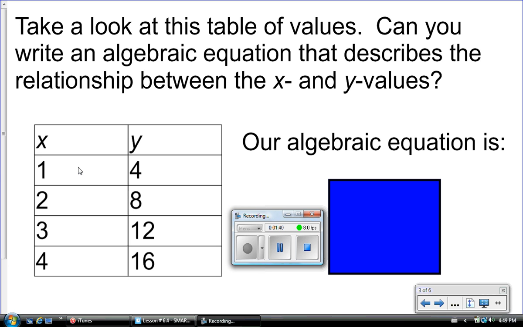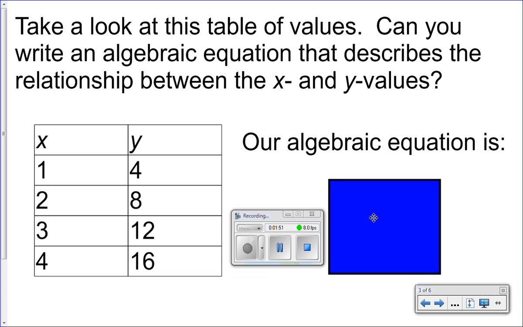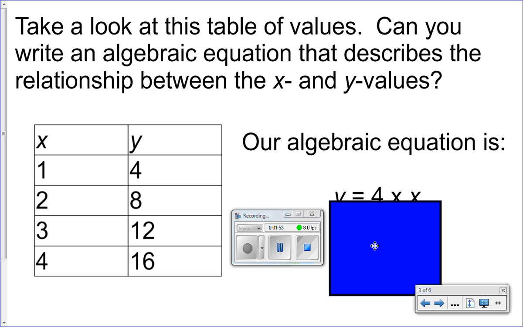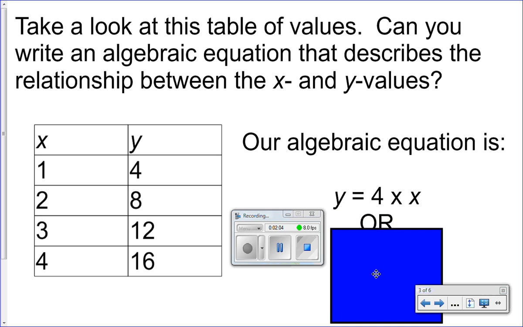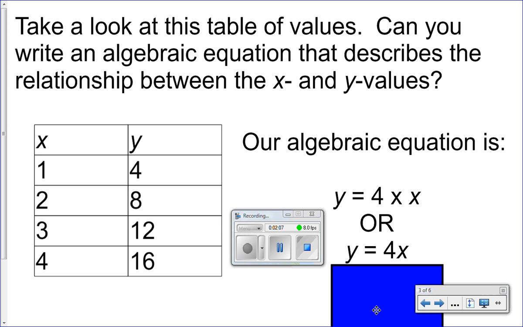1 times 4 equals 4, 2 times 4 equals 8, 3 times 4 is 12, 4 times 4 is 16, and it goes on. That means then that our algebraic equation, we can write it in two ways. We can say y equals 4 times x, or make it look a little bit easier on the eyes, we can say simply y equals 4x. And whenever we see a number and a variable beside each other, and there's no in-between sign, it means that we multiply.